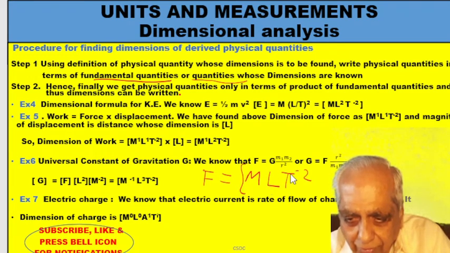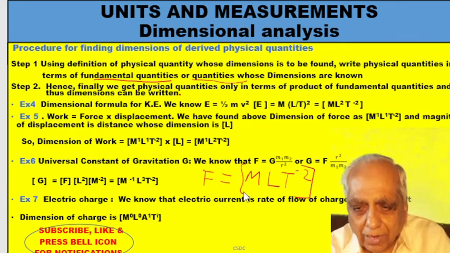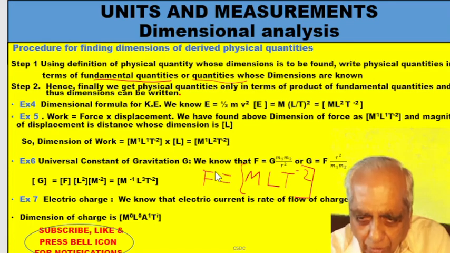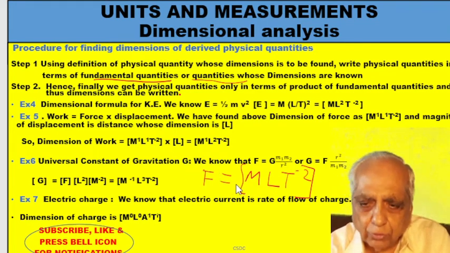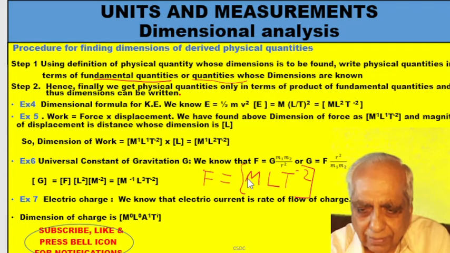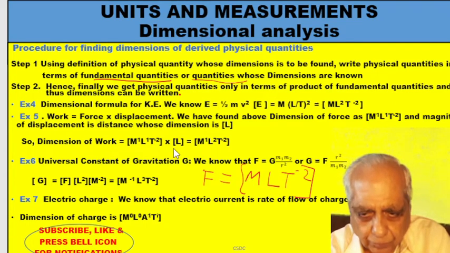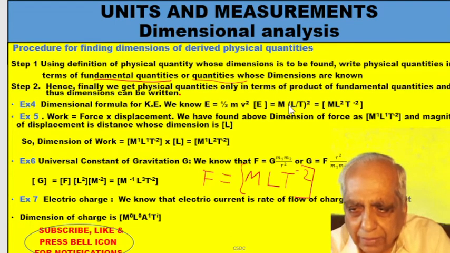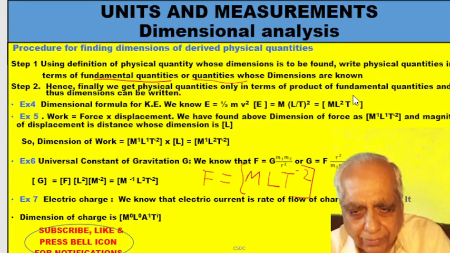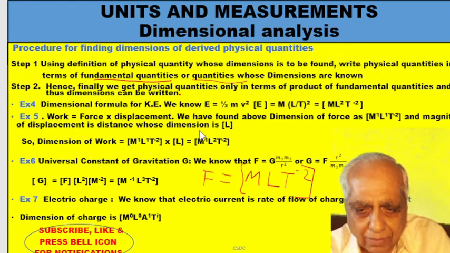So these are the dimensions of force. I can write in terms of fundamental quantities, or quantities whose dimensions are known. Then you substitute the fundamental quantities and you will get the answer. So that's what I have written in step 2. Finally we get physical quantities only in terms of a product of fundamental quantities, and dimensions can be written. Now this will be clear with a few examples that I am doing now.